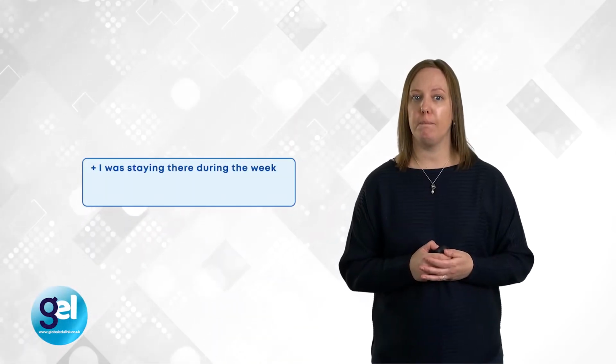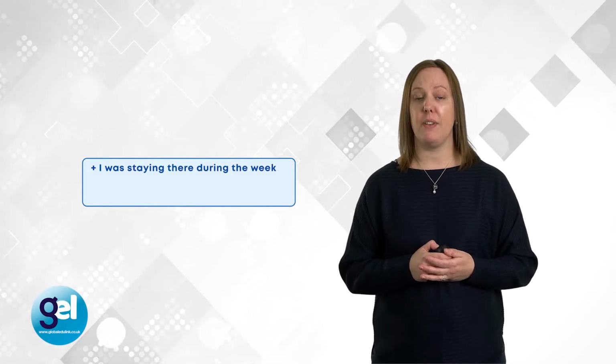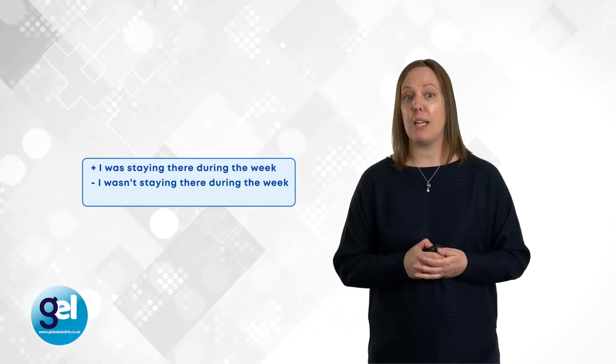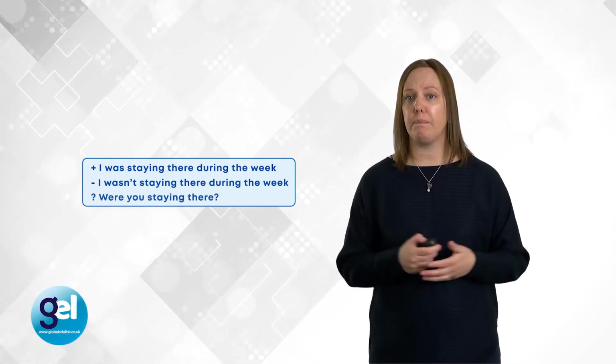So what's the form? We use was or were plus the verb plus ing. So let's look at a positive example. I was staying there during the week. A negative example. I wasn't staying there during the week. And a question? Were you staying there?